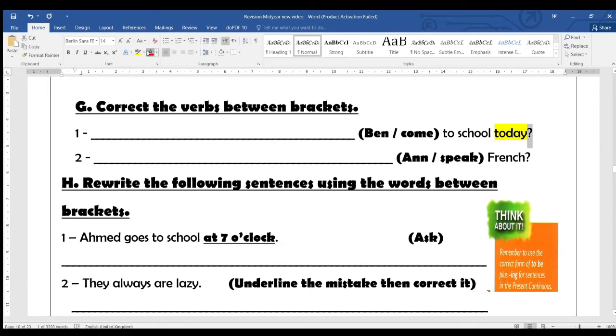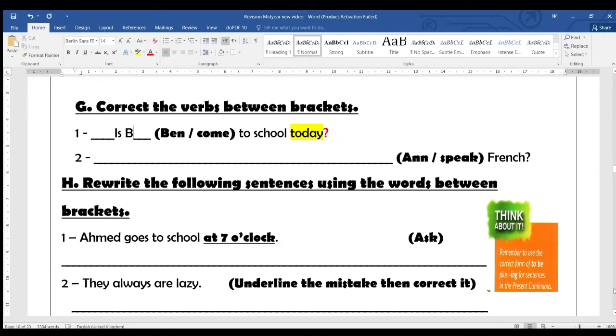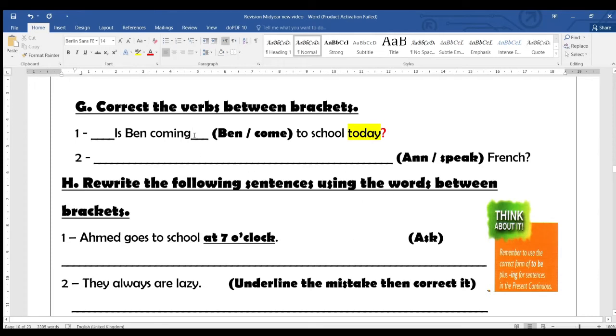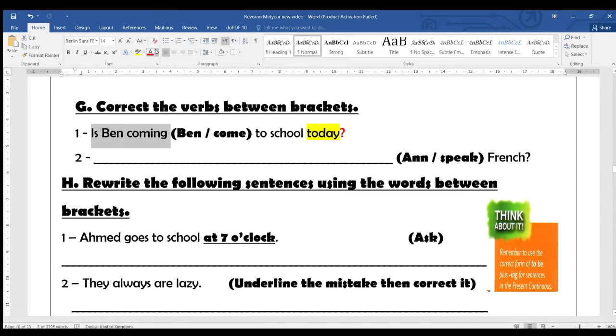So I have a question. What am I going to do? I need to make a question in the present continuous form. So what can I say? I can say, is Ben coming to school today? So this is the easiest way to make a question. Okay. I will start with the verb to be and then put the rest.